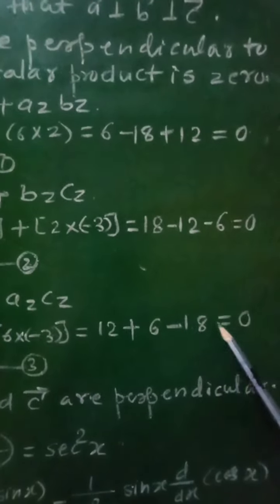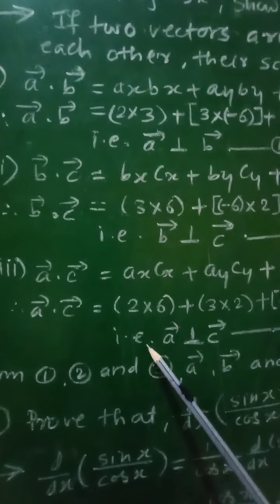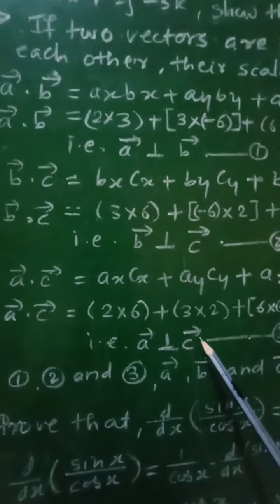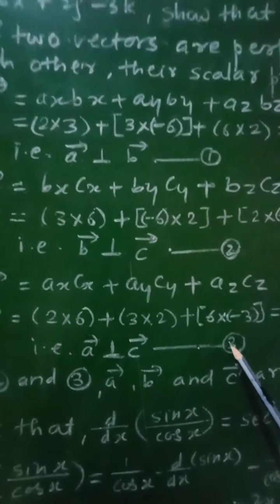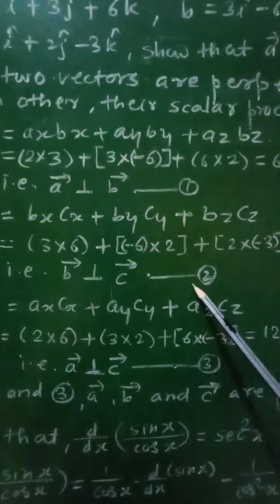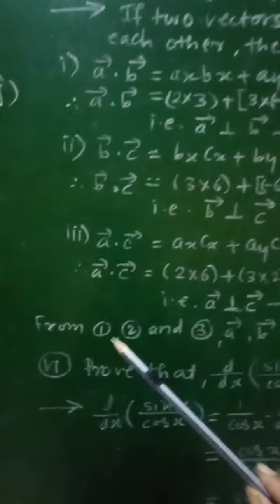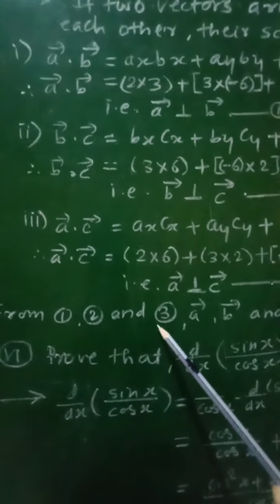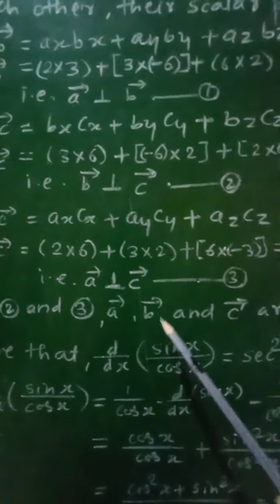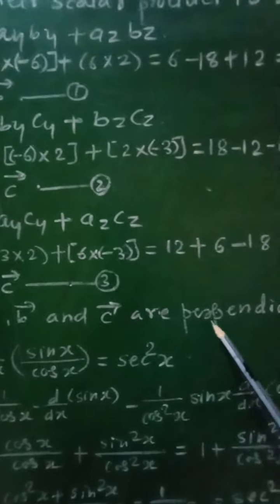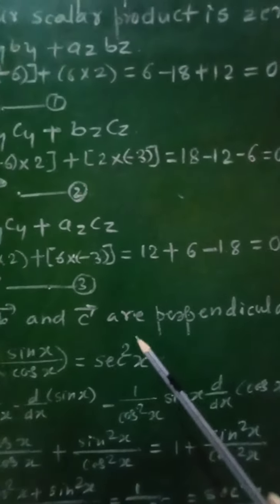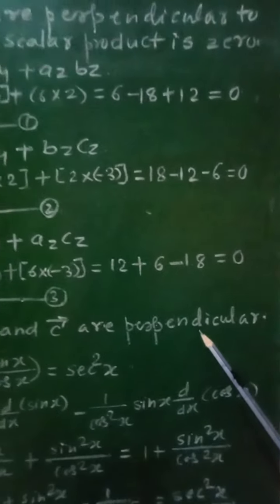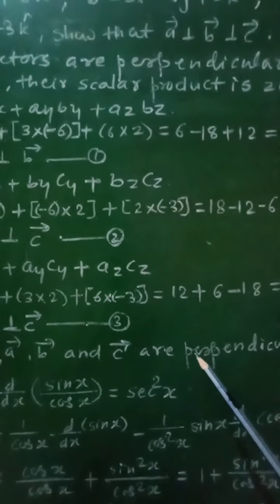18 minus 18 will be equal to 0, and therefore we can say that vector A is perpendicular to vector C. That is the third equation. So from the first, second and third equation, we can write that vector A, vector B and vector C are mutually perpendicular.